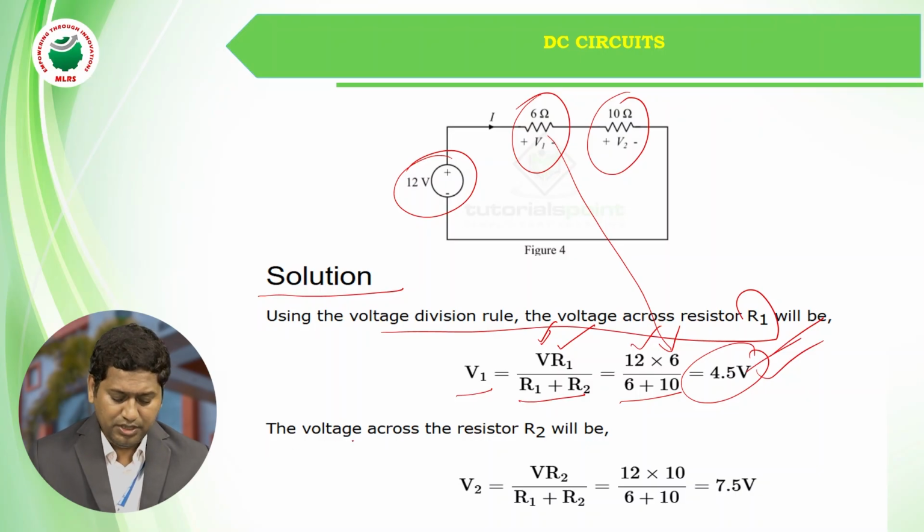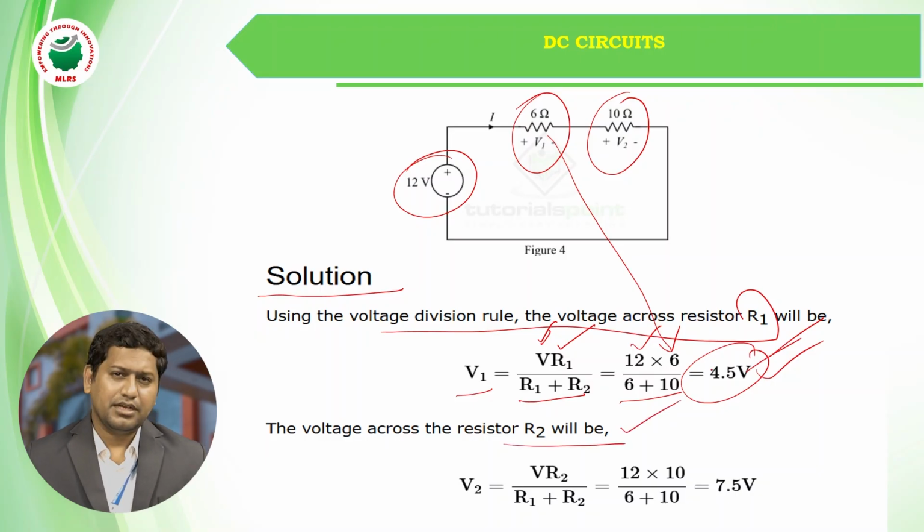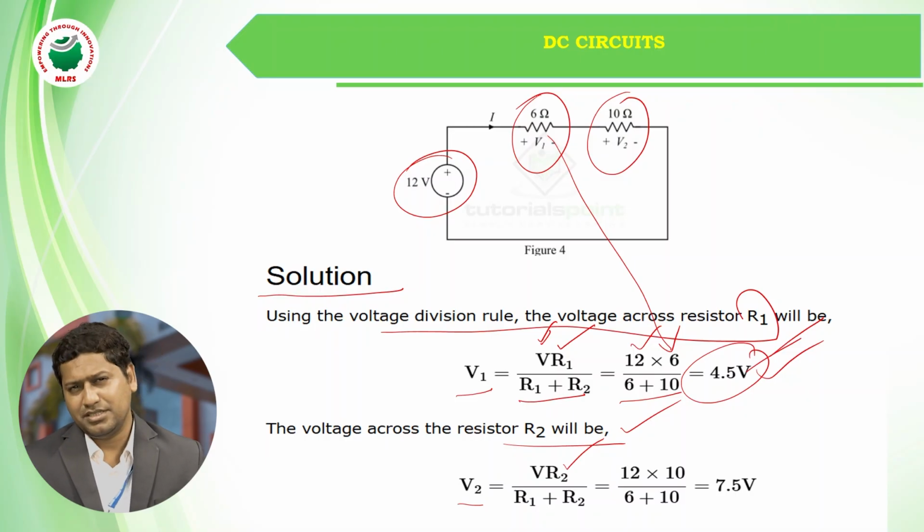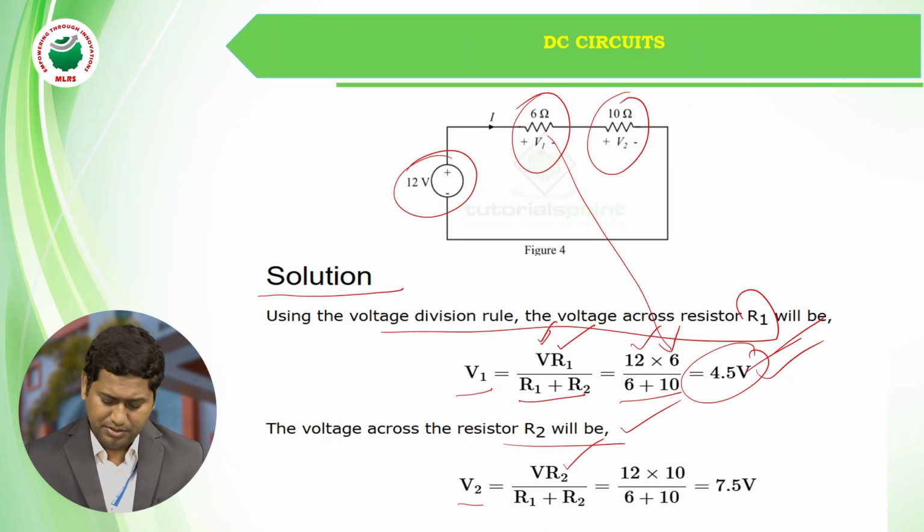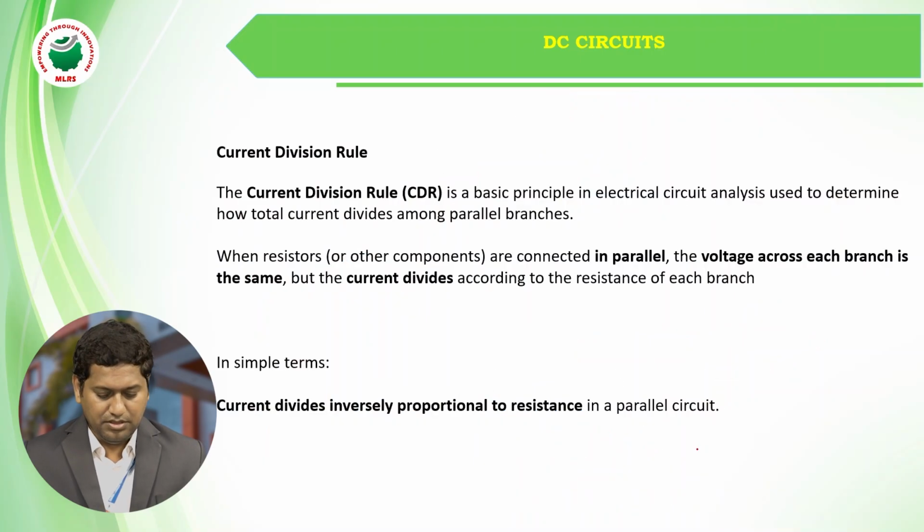Next, the voltage across the resistor R2 is given by the formula V2 equal to the total or source voltage multiplied by that particular resistor. What is the resistor? Resistor is R2, divided by the total resistance R1 plus R2. So 12 into 10 divided by 6 plus 10 is equal to 7.5 volts. So this is all about the voltage division rule.